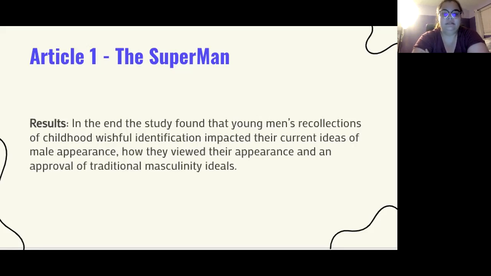The results of this study found that young men's recollections of childhood wishful identification, which is wishing that you were that superhero, so really wishing and idolizing Superman, really wishing you were Spider-Man, stuff like that. That wishful identification really impacted their current ideas of male appearance, impacted how they viewed their appearance, and was seen as an approval of traditional masculinity ideals.